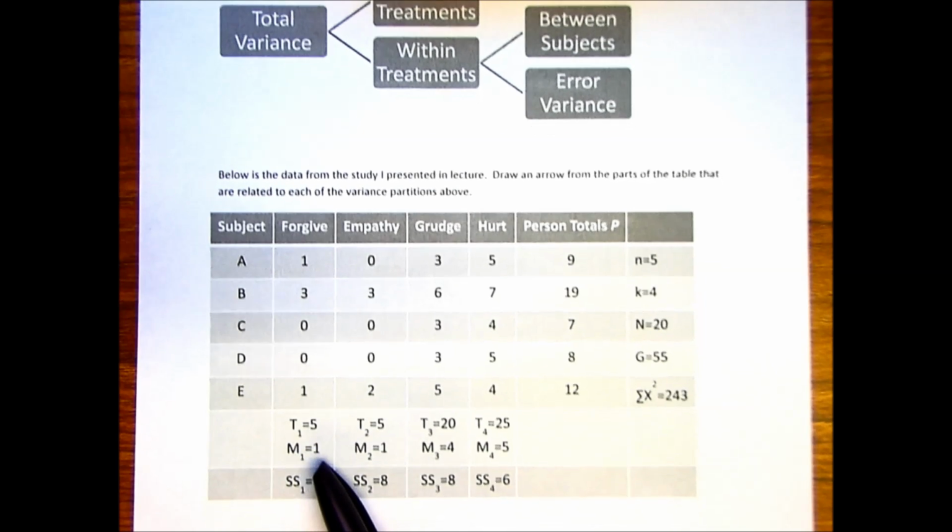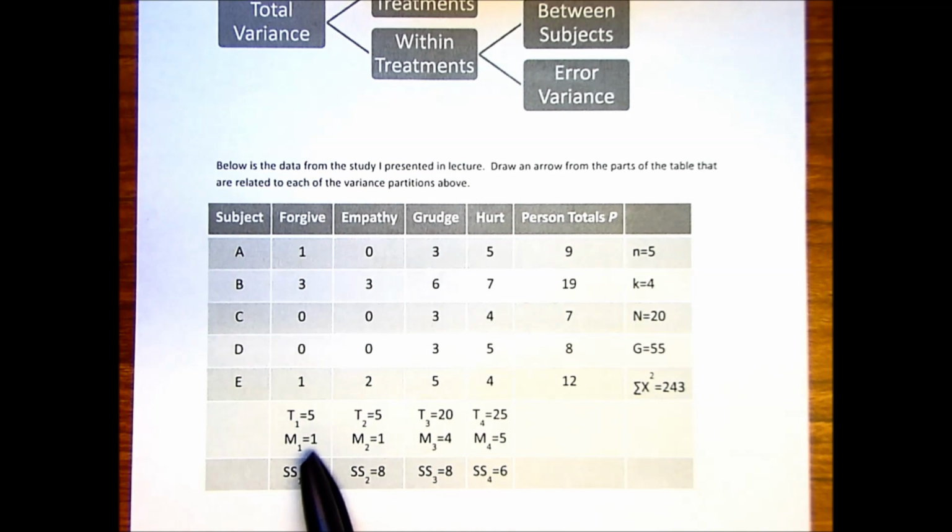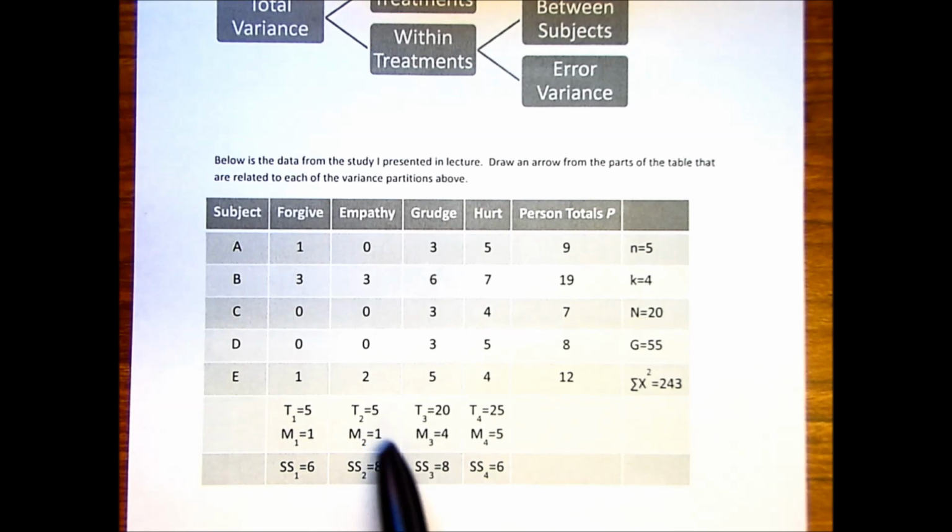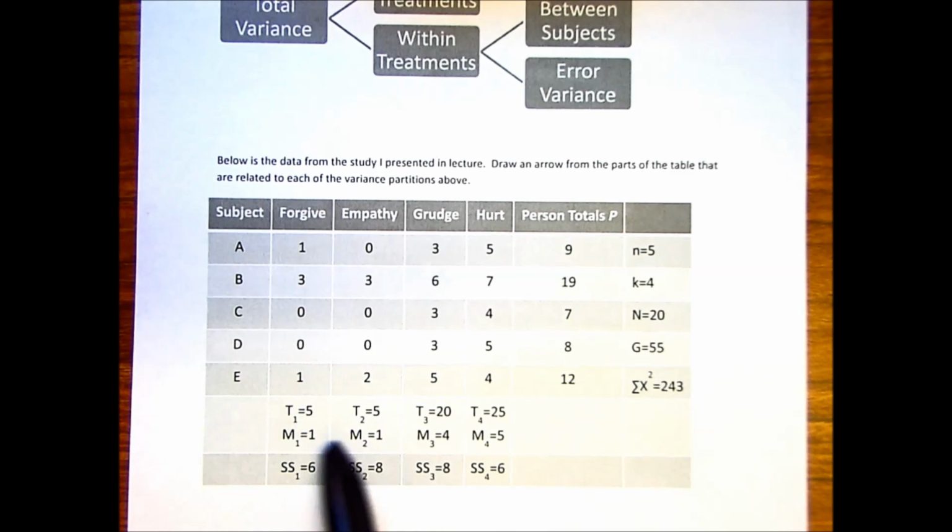And then you'll notice we have by condition. We can look at the means by condition as well. You'll see here that forgiveness and empathy seem to have lower mean responses, lower negative affect, as compared to when people think about holding a grudge towards a person or thinking about how the person has hurt them.